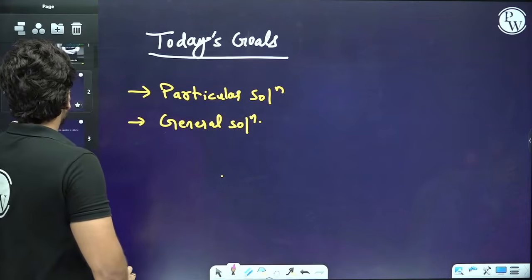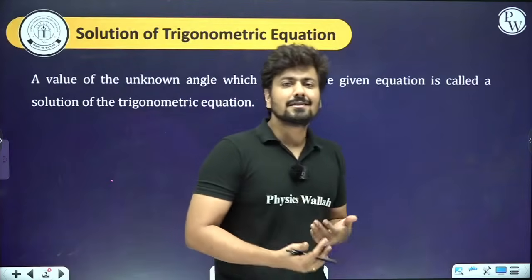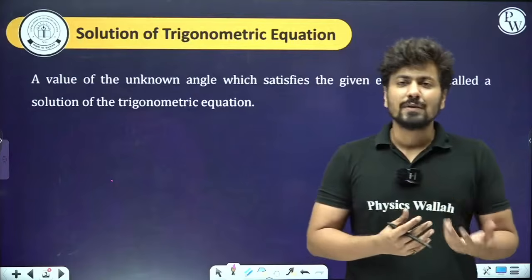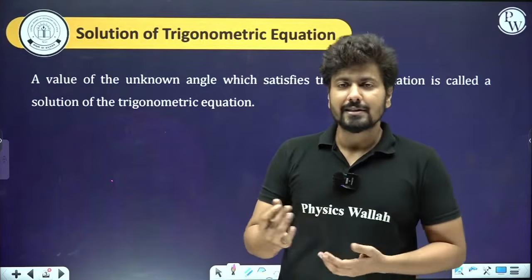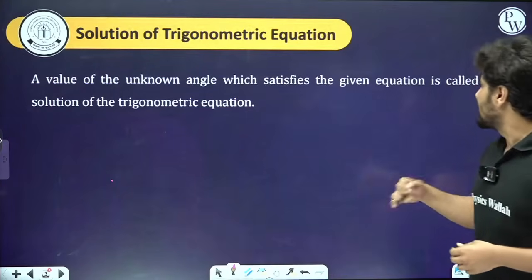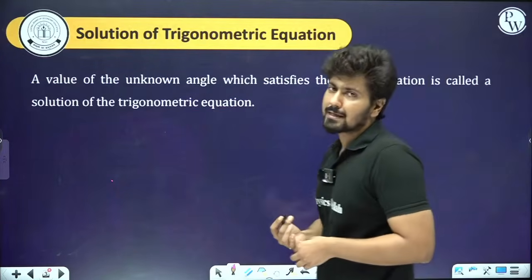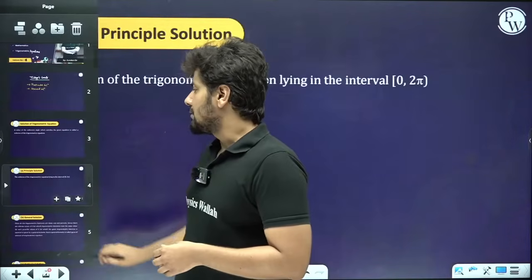Okay, now solution of a trigonometric equation. Basically, in this chapter, we will be solving equations in terms of trigonometric functions like sine x, cos x, tan x, right? So a value of the unknown angle which satisfies the given equation is called a solution of the trigonometric equation. Okay, so there are two types of solution.